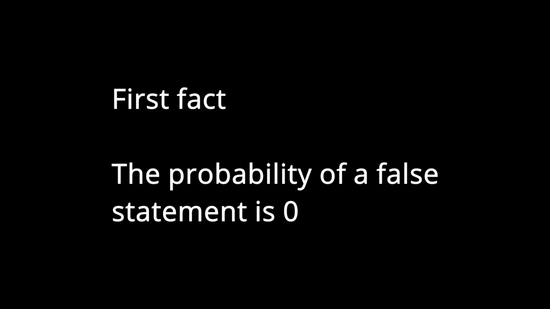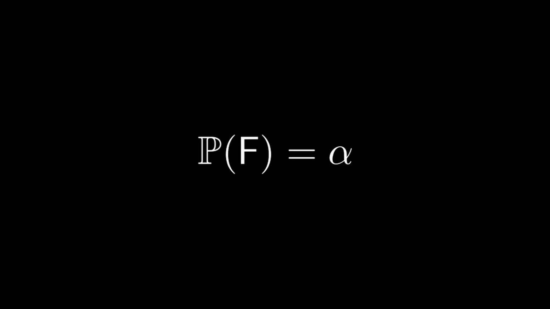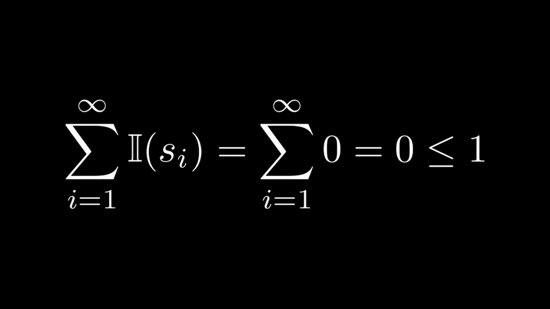Well, false is the negation of true, so we know that false is an event. And let's just let that probability equal alpha. Then S sub 1 equals S sub 2, and so on, all equals false, form a sequence of events. And when you add up, as i goes from 1 to infinity, the indicators of those events, you're adding up a bunch of zeros. So you get 0, which is at most 1, which means that the events are disjoint.